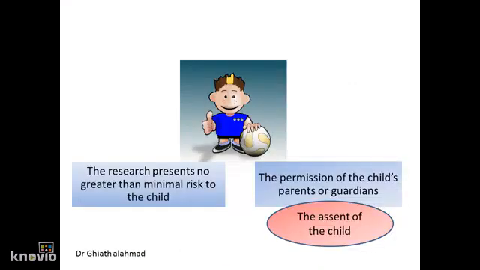Regarding children, the research has to present no greater than minimal risk to the child, and if it does present greater than minimal risk to the child, then there should be offsetting benefits to the child. One also needs to obtain permission of the child's parents or guardians, and if appropriate, obtain the assent of the child.